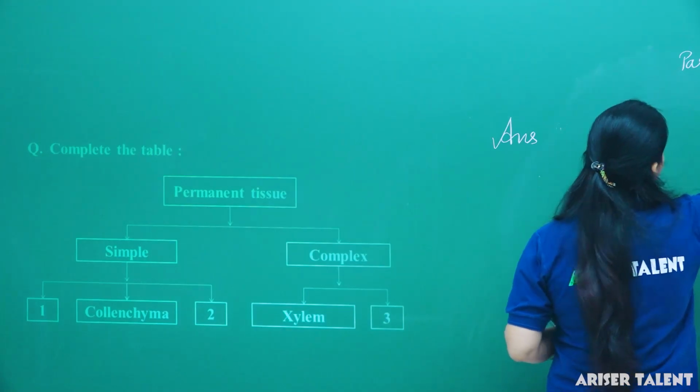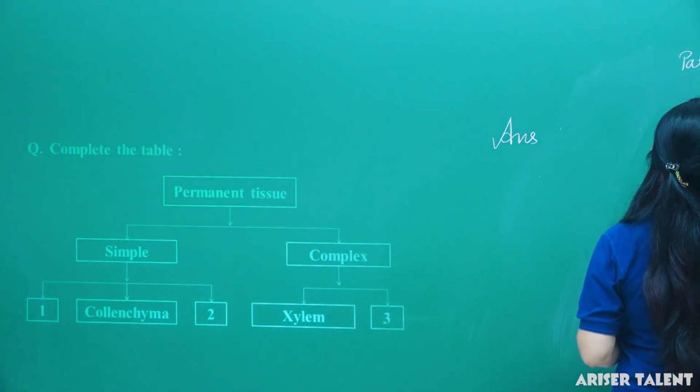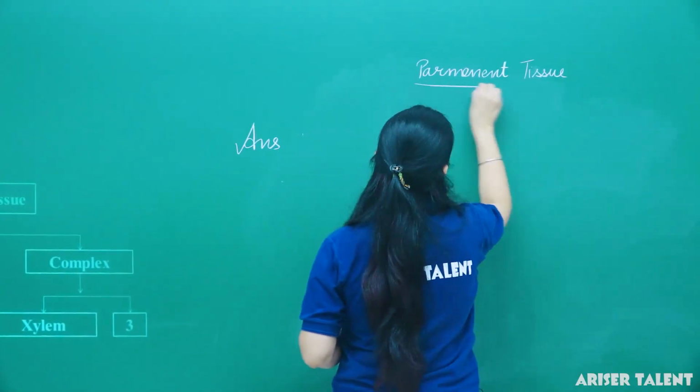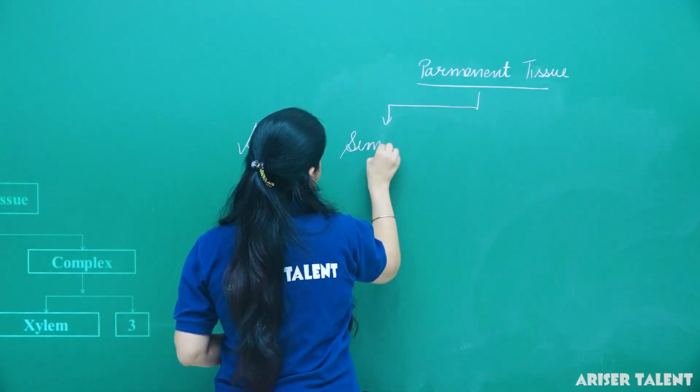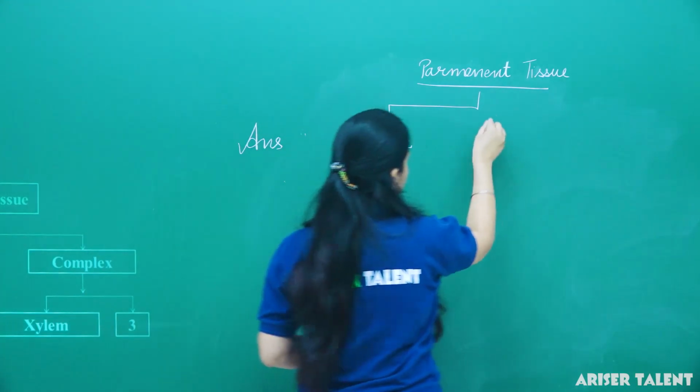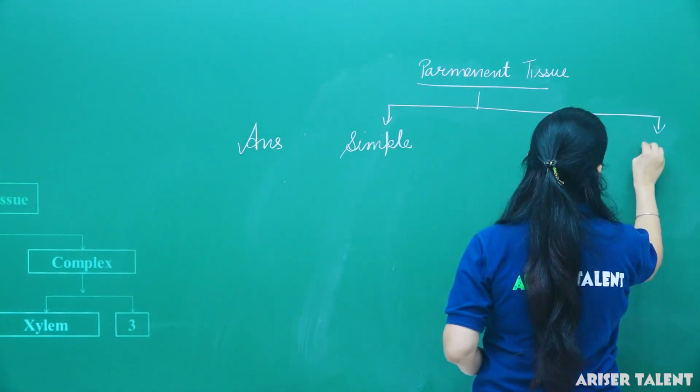Permanent tissues are of two types, simple and complex.